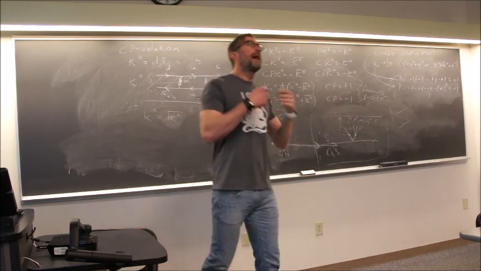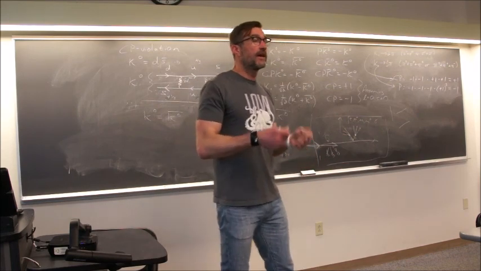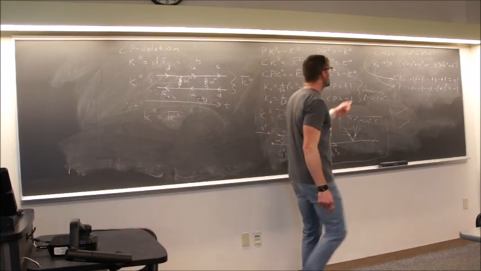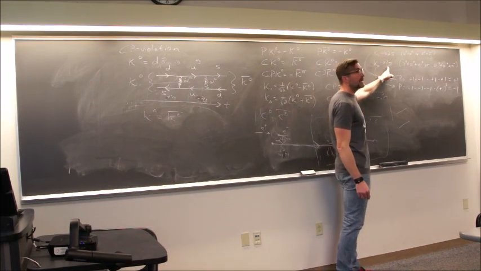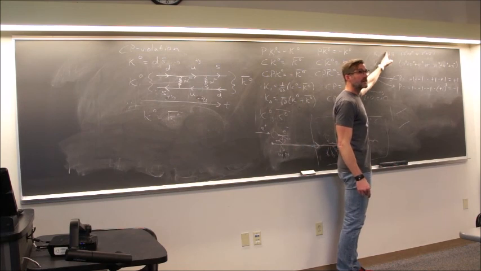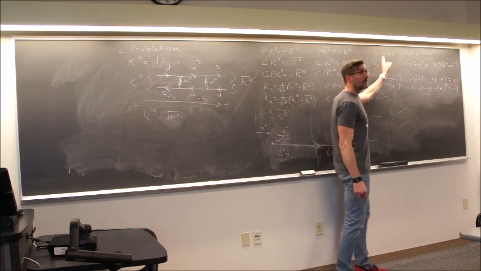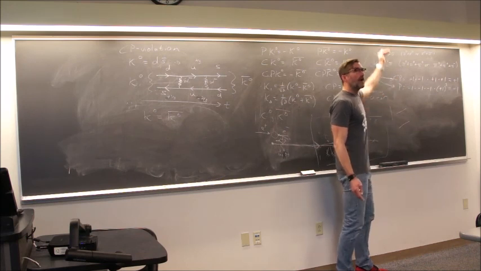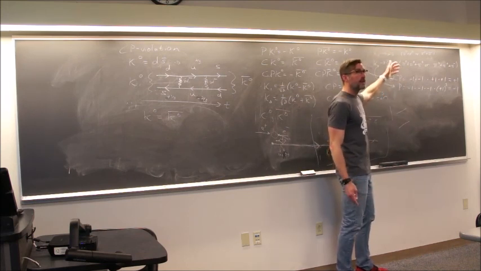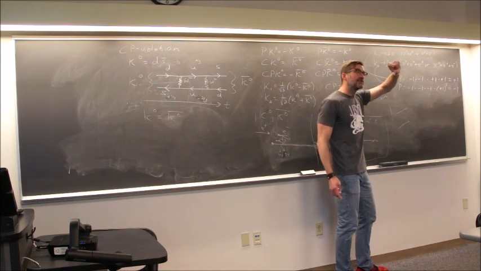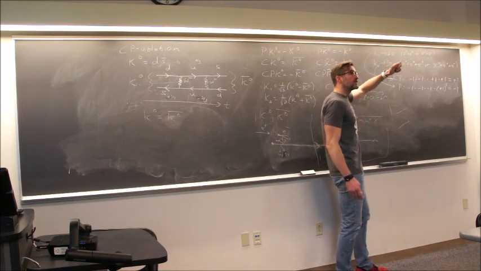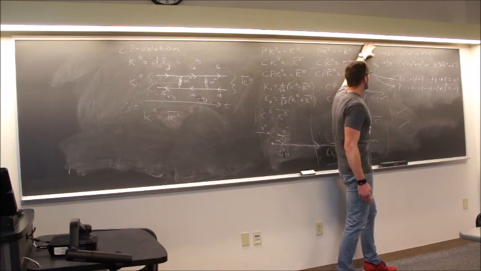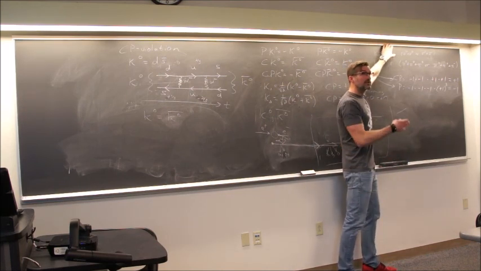If CP were maximally violated, if CP was as violated as C or P, then this would be a wash because you could say K1 can decay into 3 pi as likely as it can decay into 2 pi. K2 can decay this way or this way with equal likelihood. So there would be no way to distinguish them in the first place. But the point is that CP violation is small, okay? So even though this actually happens very rapidly, the K1s are sort of extinguished from your beam.